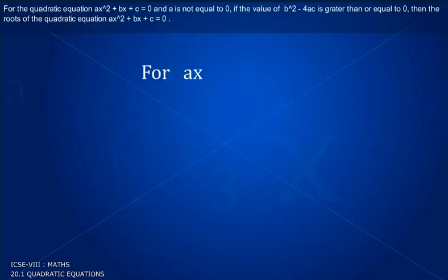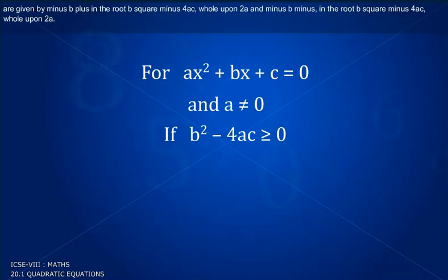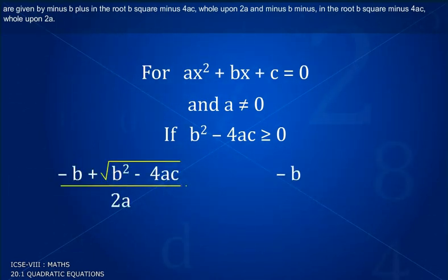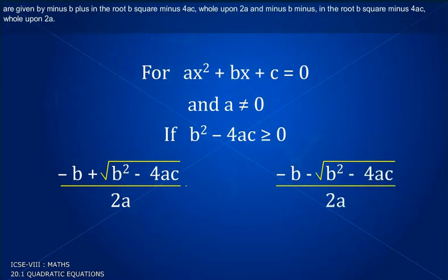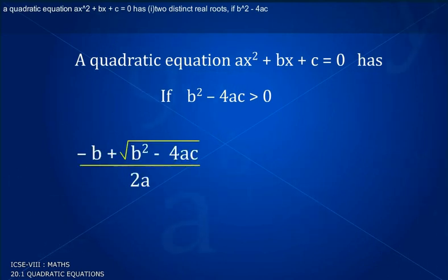Quadratic formula. For the quadratic equation ax square plus bx plus c is equal to 0 and a is not equal to 0, if the value of b square minus 4ac is greater than or equal to 0, then the roots of the quadratic equation ax square plus bx plus c is equal to 0 are given by minus b plus under root b square minus 4ac whole upon 2a and minus b minus under root b square minus 4ac whole upon 2a.